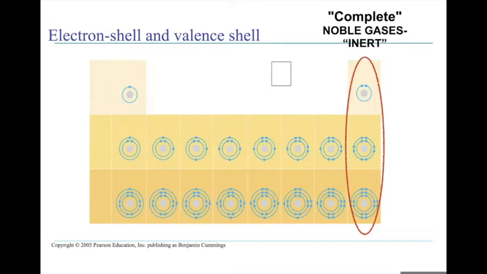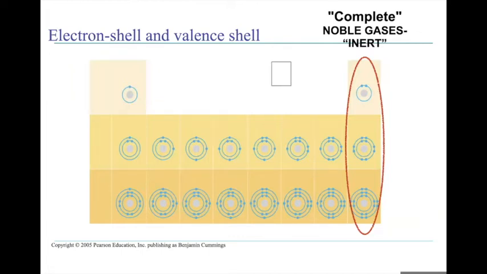We just have to accept that for some reason, atoms like to be complete, and by complete, I mean 8, or 2 in this case, but all the other ones need 8 electrons in their outer shell right there. And if they have those 8 electrons, they're happy and they don't need to do anything else. So those are the noble gases, and we don't deal with them at all because they're inert.